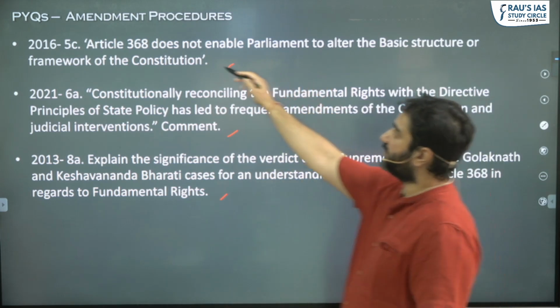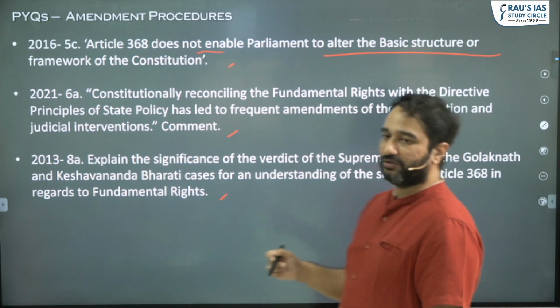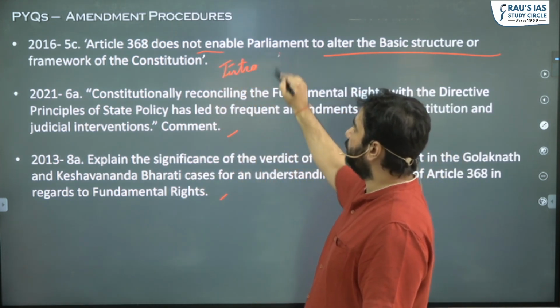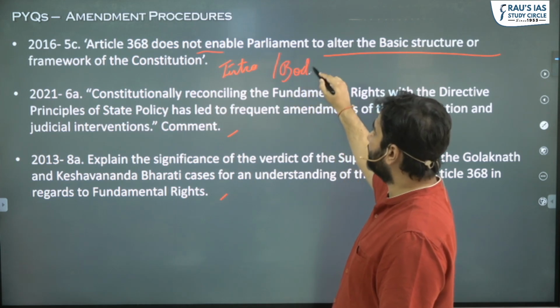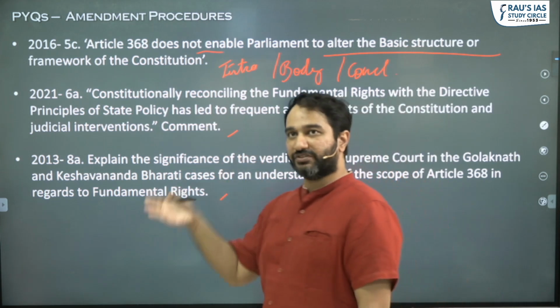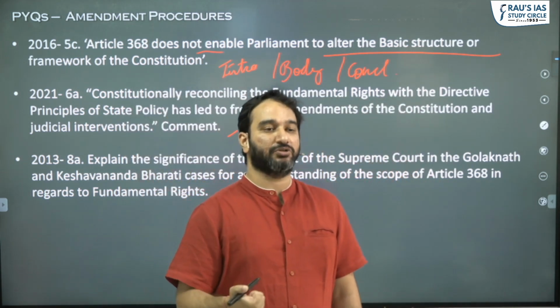If a question says Article 368 does not enable Parliament to alter the basic structure framework of the Constitution, how are you going to start the introduction? What are you going to write in the body? We'll have separate conclusion writing classes because I find students have a lot of problems with them. So we have separate classes, all part of your course, on how to write good conclusions.